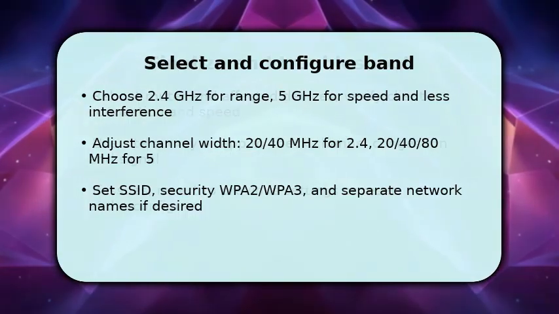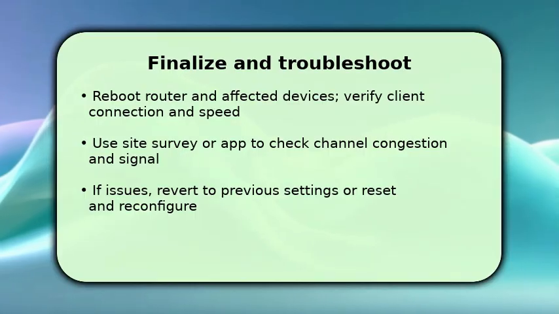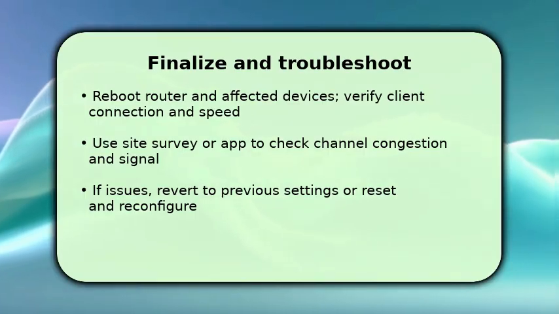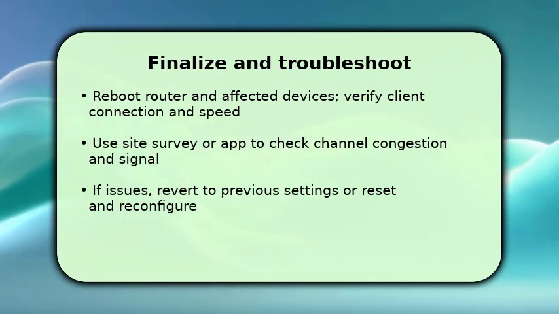Finish by saving changes and rebooting the router, then reboot client devices so they register the new band and settings. This often resolves DHCP or connection issues. Test performance with a speed test and check coverage.